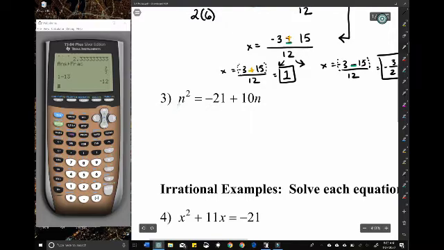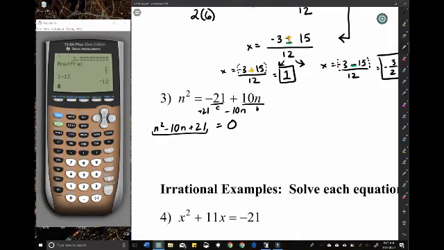Okay, so I'm going to add over the 21 and the 10n, and subtract the 10n. Now be careful. This is our b value. This is our c value. So I have n squared, minus 10n and plus 21 equals 0. So it's helpful to have it in this order. Okay, from here, negative b. So I'm just going to put 10 because it's opposite of negative, plus or minus, square root.